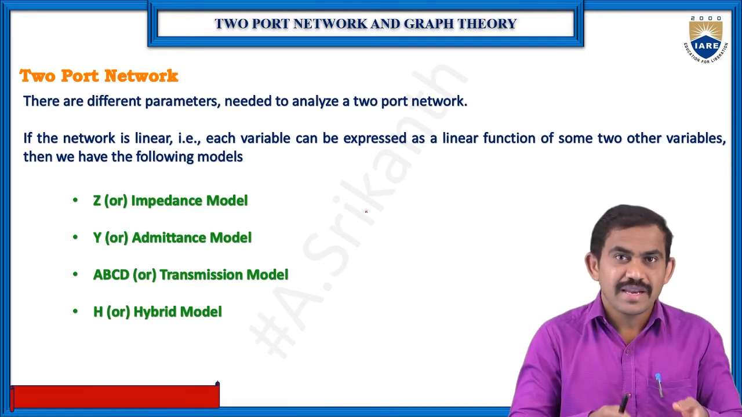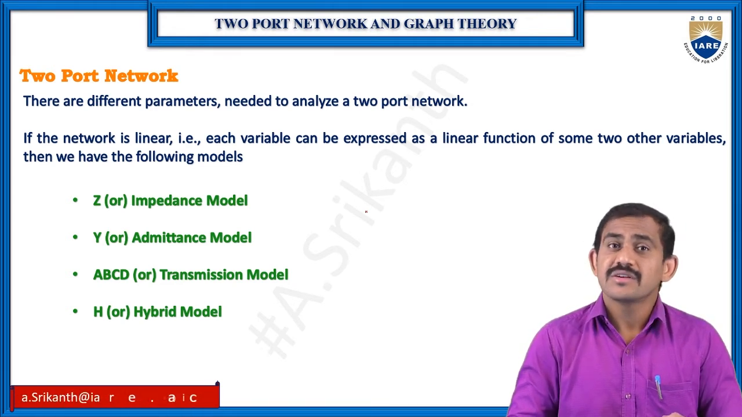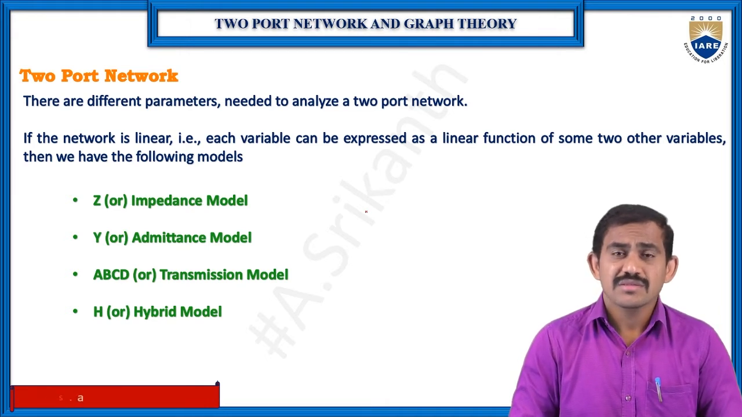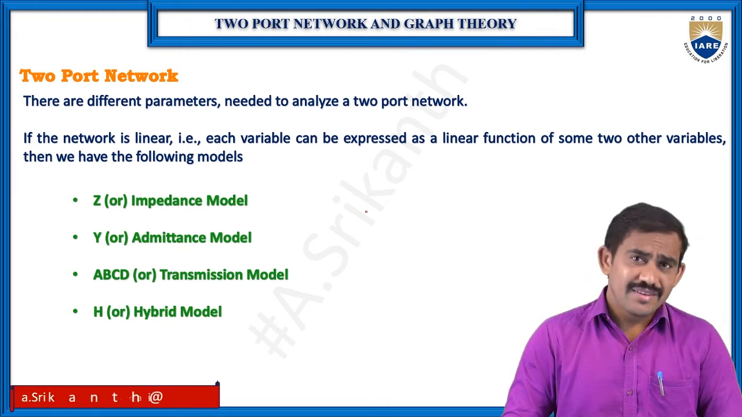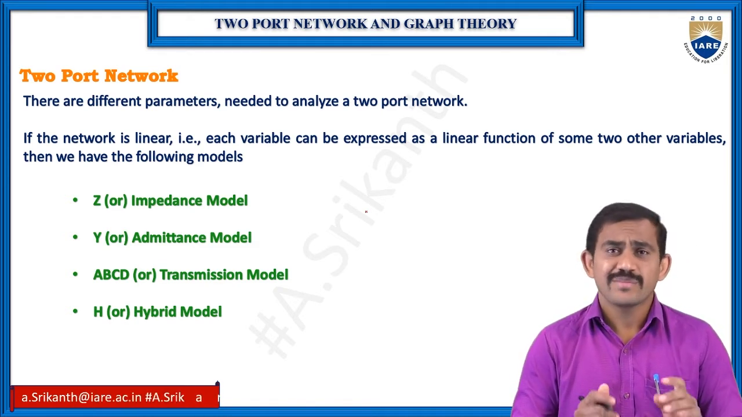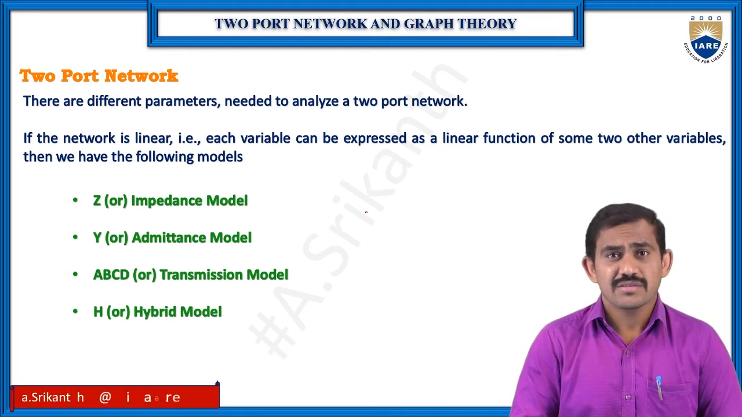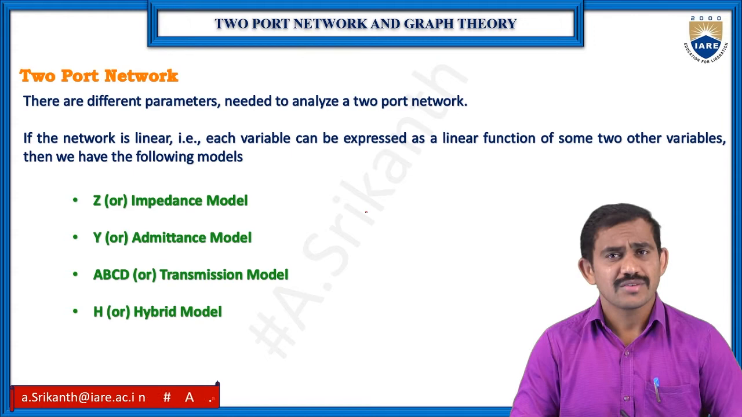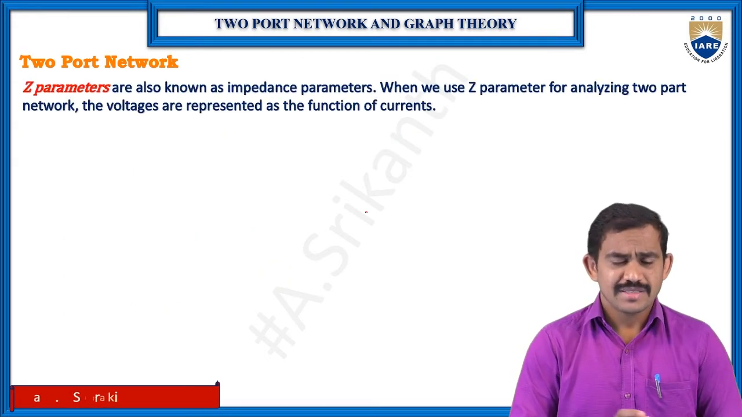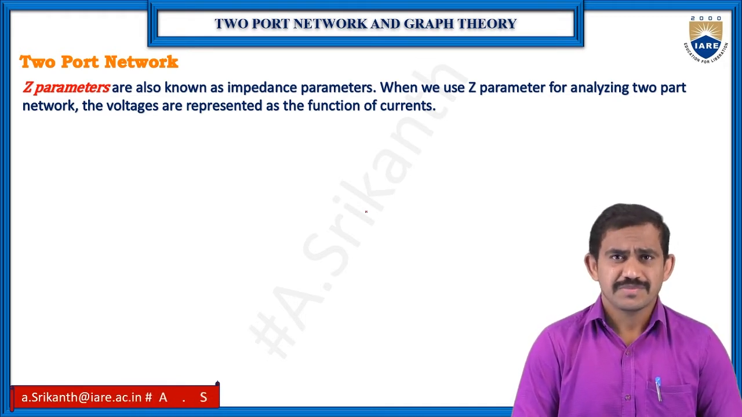Using these parameters, we can find impedance values, admittance values, gain values, forward values and reverse values. We'll check it one by one. First we go with one parameter and see which values we can find, and then with another parameter and see which values we can find. First of all, I'm going to go to the Z parameters. I said Z parameters are nothing but your impedance parameters.